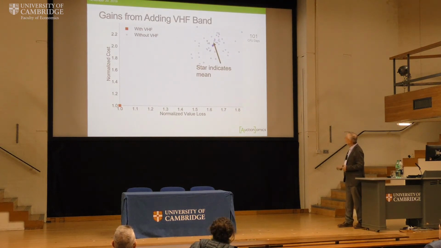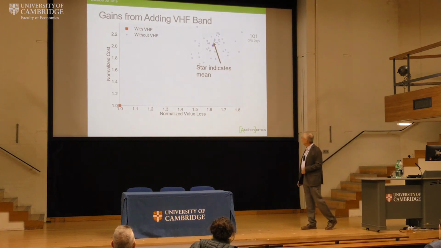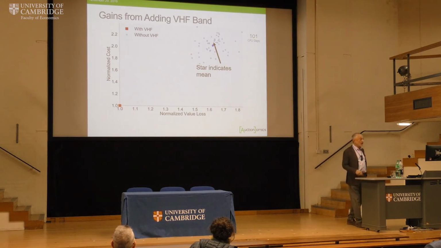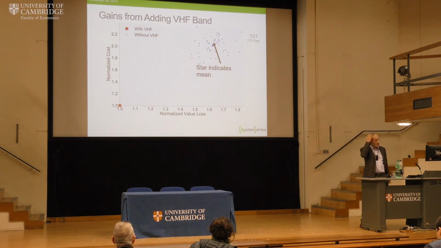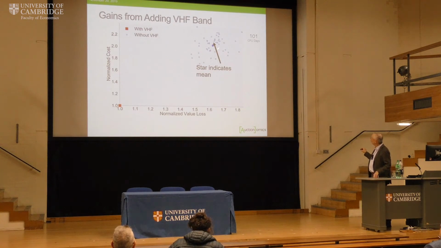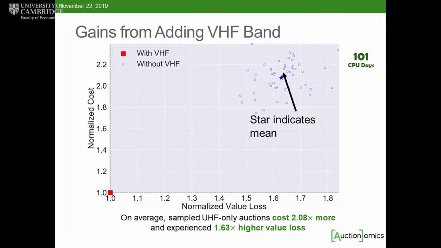So this is 101 CPU days. And what we're showing is a series of simulations, and all of these are paired. Okay? Every simulation is paired. And in every simulation, what we take in as the denominator, as the base, is what would happen with VHF. So the cost is normalized to 1, and the value lost is normalized to 1 when we include VHF. If we did not include VHF, these things are all ratios to what would have happened with the same values if we did not include VHF, and the value is massive.